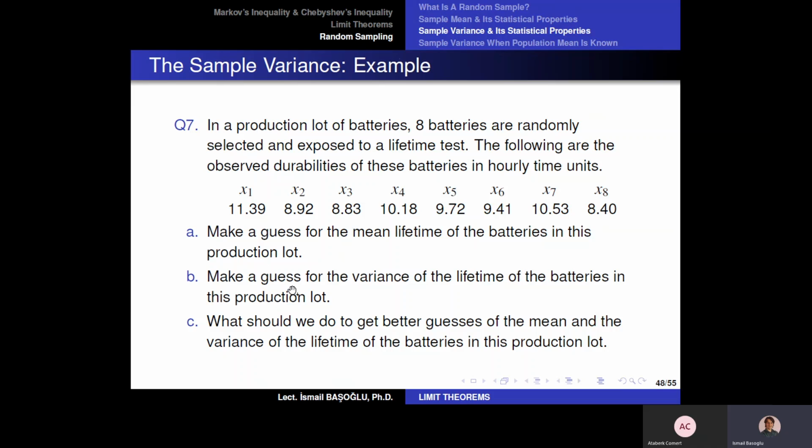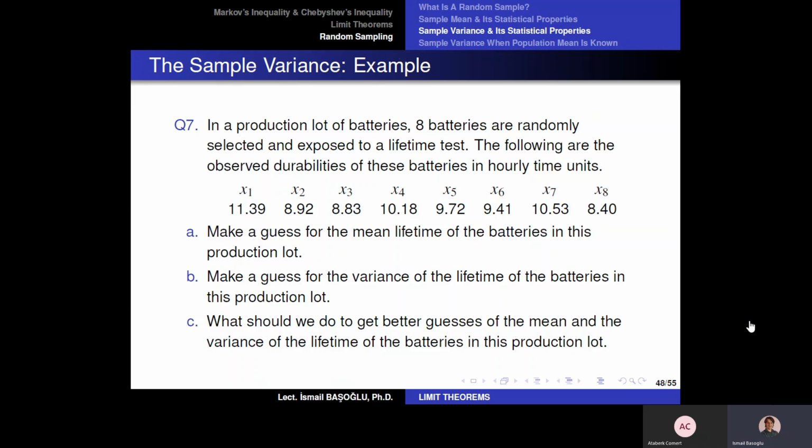In part B, it says make a guess for the variance of the lifetime of the batteries in this production lot. Again, the sample variance is going to be an unbiased estimator for the parent population variance.